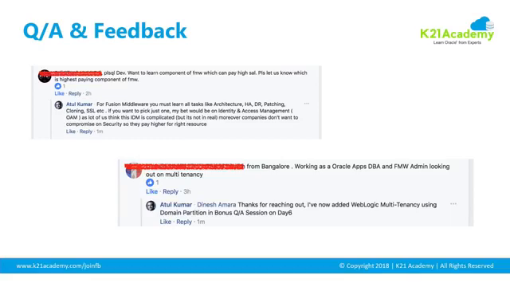Before I start, let me do a quick recap of the questions and feedback from yesterday. Someone asked about PL/SQL developer. It says, I want to learn the component of Fusion Middleware which pays the highest money, and I think he's going in the right direction. So please tell me which component within Oracle Fusion Middleware is highest paying.